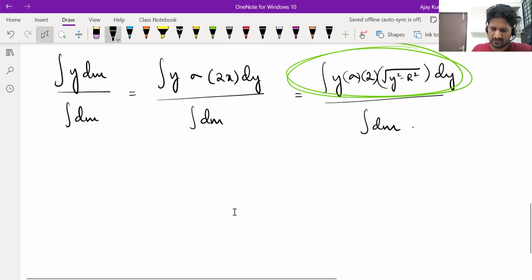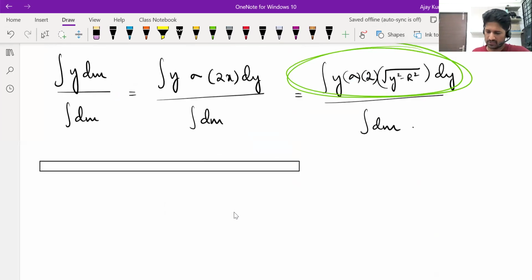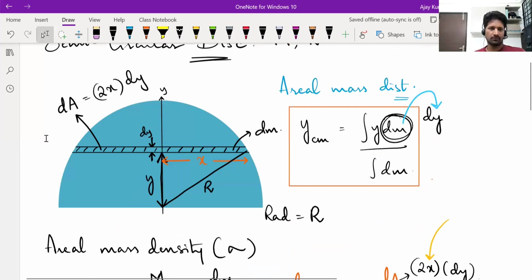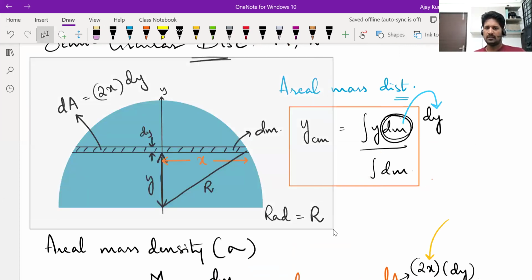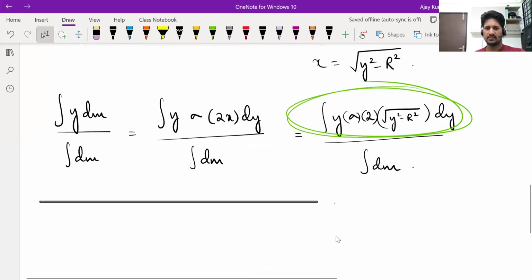You may ask, sir, why did we start going this way if we are not going to proceed this way? Just to know what works and what doesn't work. In fact, for some questions, you will have to proceed like this only. I'll give you examples where you'll have to use this method. For now, you don't have to use that method. So what's the other way in which we can find out the position of center of mass of this system? Let's see.